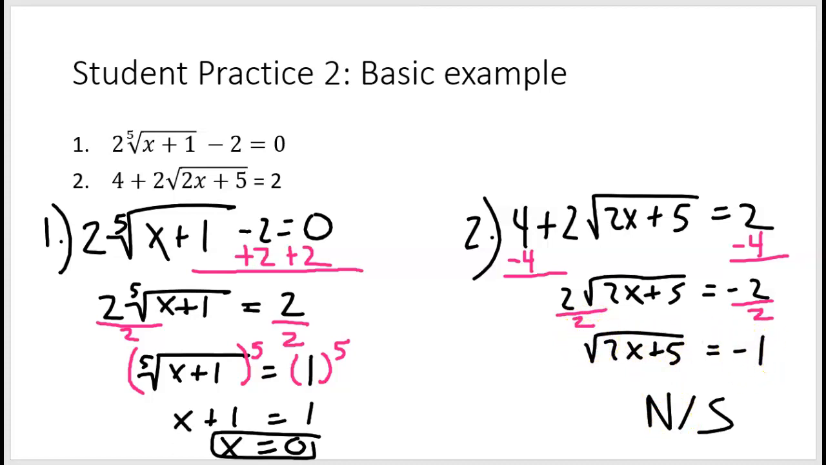So if this was a positive 1, once again, let's just pretend for a second that that was a positive 1, then you would square both sides.